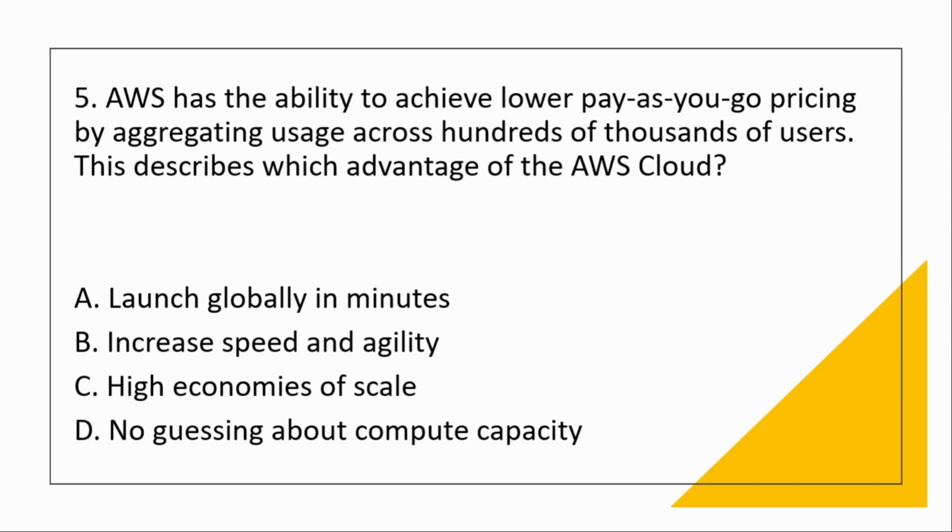Coming to the next question, AWS has the ability to achieve lower pay as you go pricing by aggregating usage across hundreds of thousands of users. This describes which advantage? Just now we discussed, okay? It is high economies of scale. So, launch globally in minutes is not an advantage of pricing, okay? Increase speed and agility, no. No guessing about compute capacity. So, for pay as you go pricing, this aggregates which advantage? High economies of scale, okay?